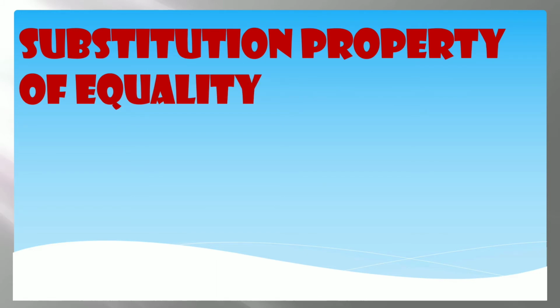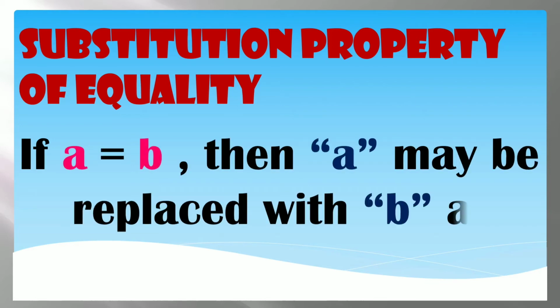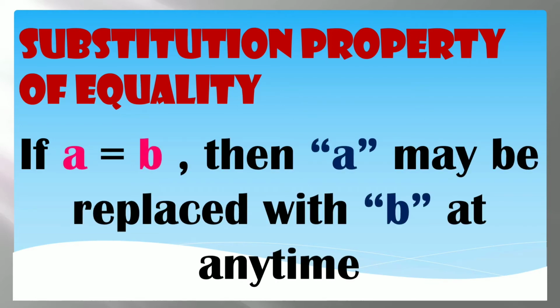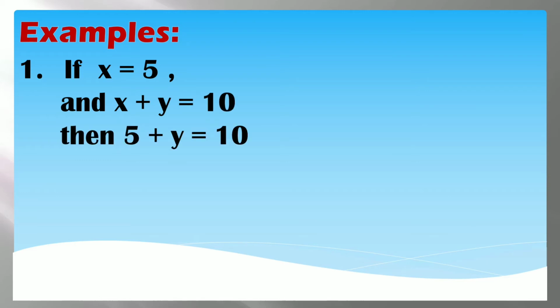Substitution property of equality. Pag sinabi substitution, di ba nagpapalit tayo? If A equals B, then A may be replaced with B at any time. Pwedeng si A maging B at si B pwedeng maging A. Substitution property po yan. Examples. If x equals 5 and x plus y equals 10, then 5 plus y equals 10. Si x, value niya, di ba, ay 5. Pwede nating ipalitan si x ng 5. Ayan. 5 plus y equals 10.